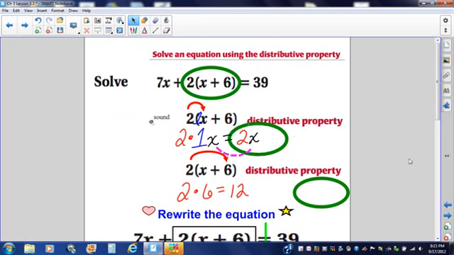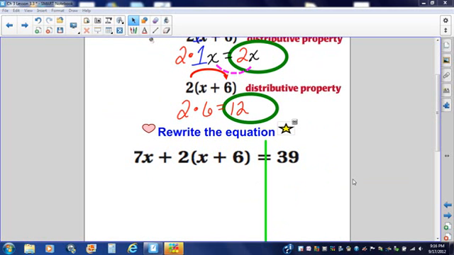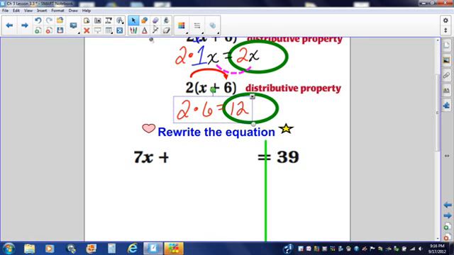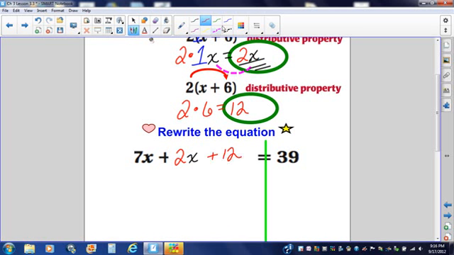So I'm going to circle my 2x and I'm going to circle my 12. Now I'm going to rewrite my original equation. I'm going to take out the distributive property here, and instead I'm going to put in a 2x and a 12. So this is a positive 2x, I got it from right here, and I have a positive 12, I got that from right here.